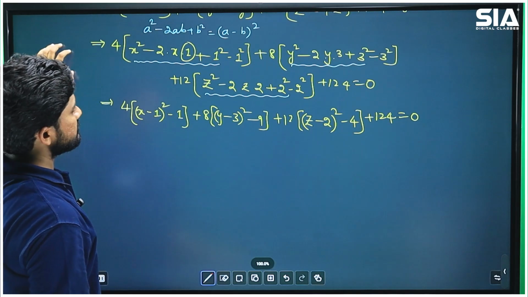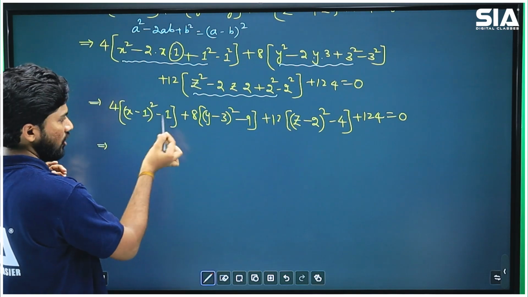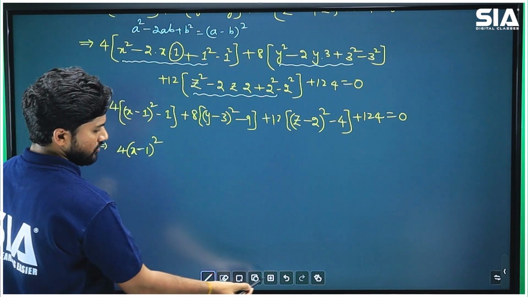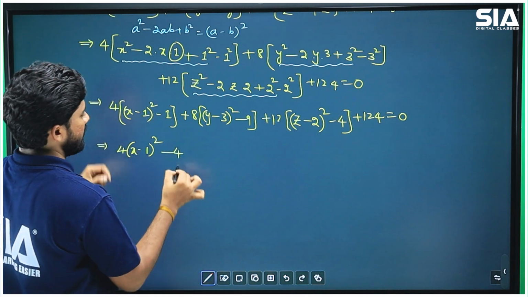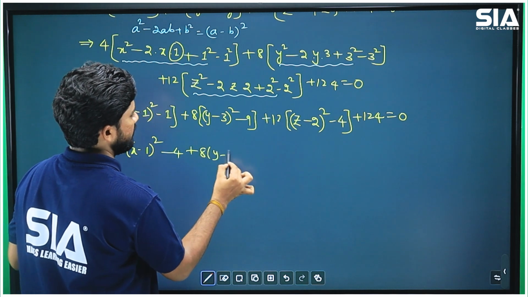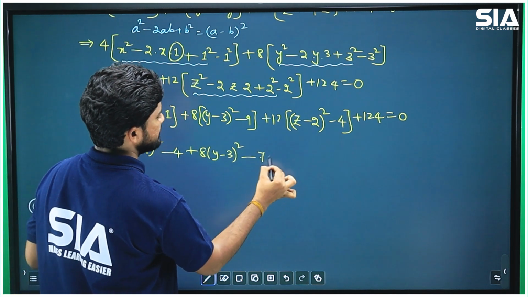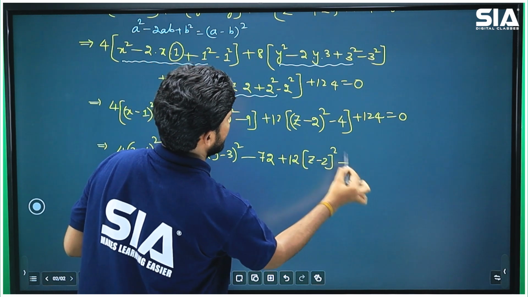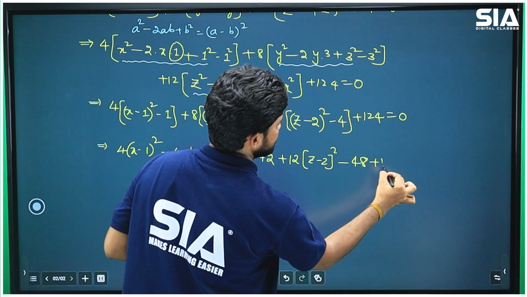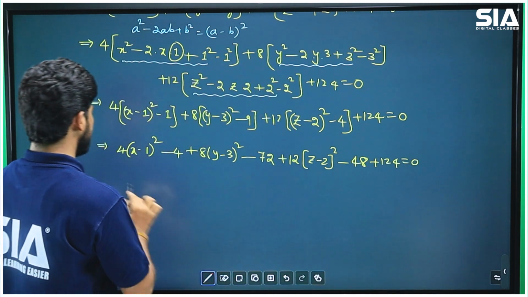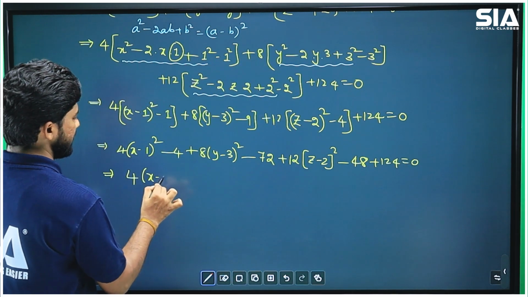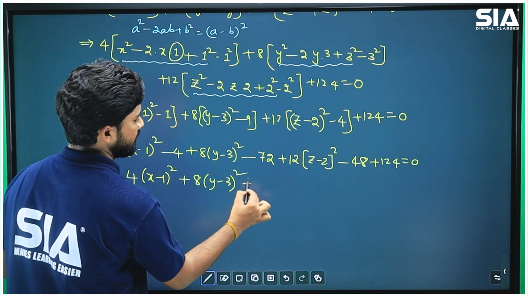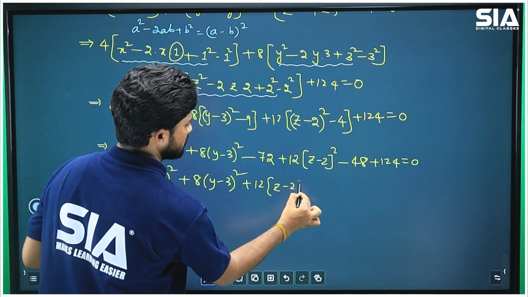So therefore now continuation, multiply. Now multiply with 4. 4 into x minus 1 whole square, so 4 into 1 is minus 4, plus 8 into y minus 3 whole square, minus 8 into 9 is 72, plus 12 into z minus 2 whole square, minus 12 into 4 is 48, plus 124 is equal to 0. So now I am writing 4 into x minus 1 whole square plus 8 into y minus 3 whole square plus 12 into z minus 2 whole square.